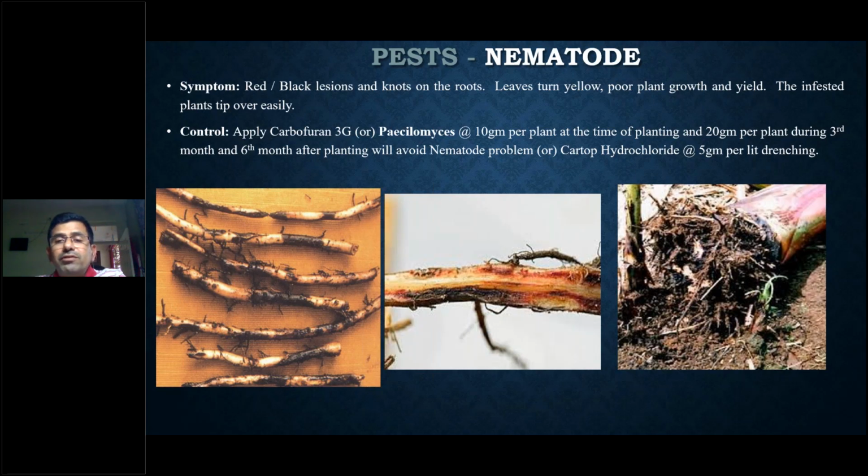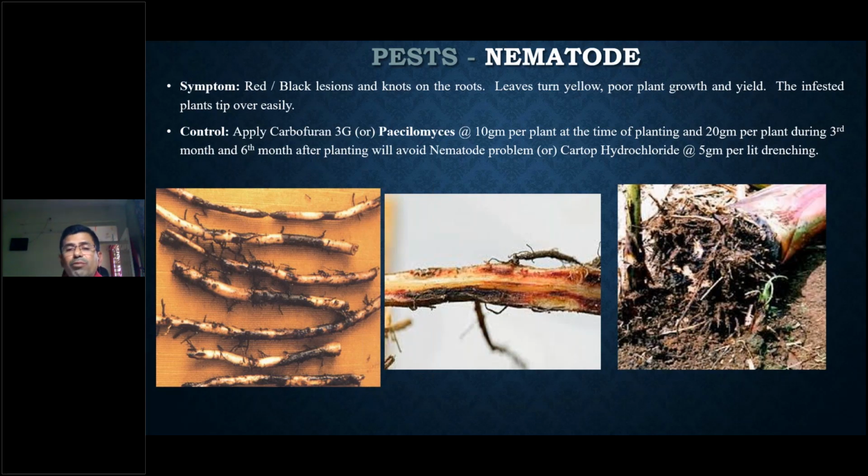So how to control this pest, nematode? At the time of planting, we can apply carbofuran 3G at the rate of 10 grams per plant. If you are going for organic, we can use Paecilomyces at the rate of 10 gram per plant at the time of planting, and 20 gram per plant during the 3rd month and 6th month after planting, to avoid the nematode. Or cartap hydrochloride drenching at the rate of 5 gram per liter of water. We can do the drenching, or through drip also we can send it.